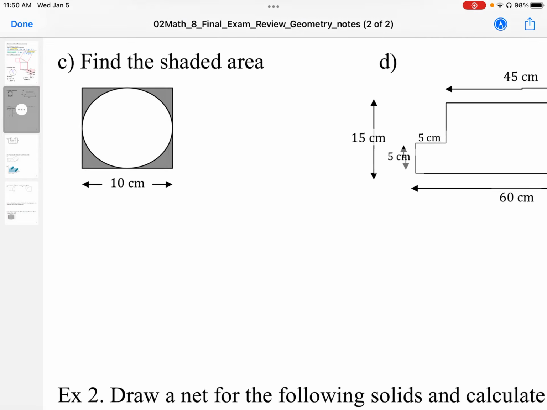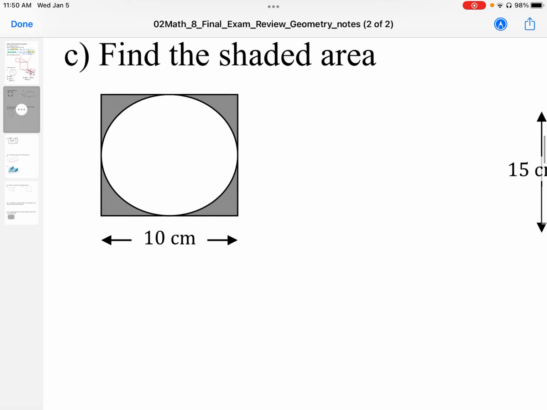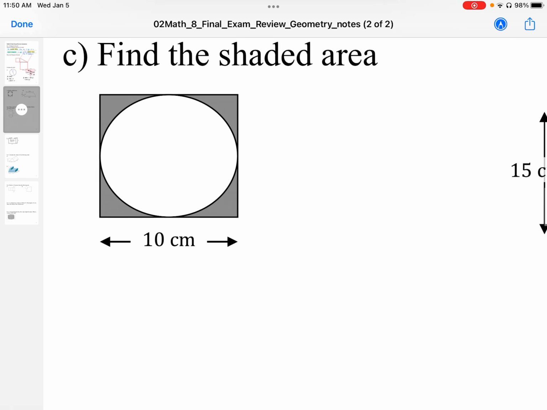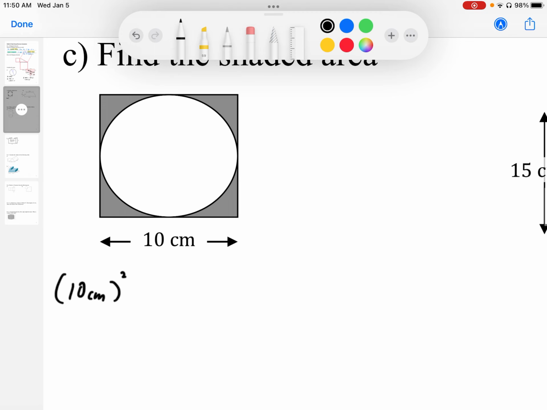To find the shaded area of the square with the circle inside, we're first going to take the outside area, which is the square. So we're going to take 10 centimeters. We're going to square that. And then we're going to take away the inside area, which is the circular area here. I'm going to shade that in, it's yellow. And we're going to take away that area, so we're going to subtract the area of this circle.